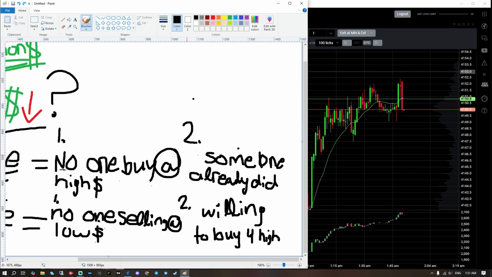And why did no one want to buy up here? It's because someone already did. It's a little bit of a joke statement, but like, someone already bought up here. And they bought up here for a lot. This was a ton of buy orders getting filled.